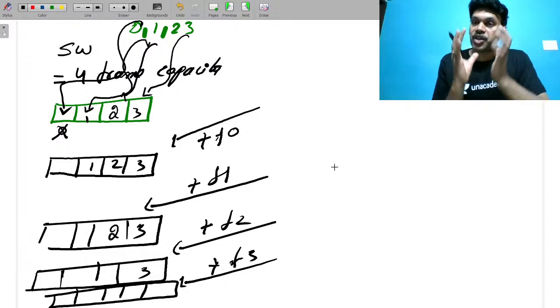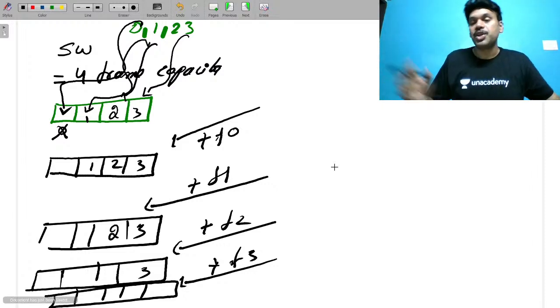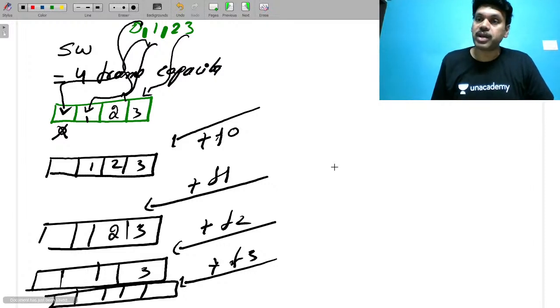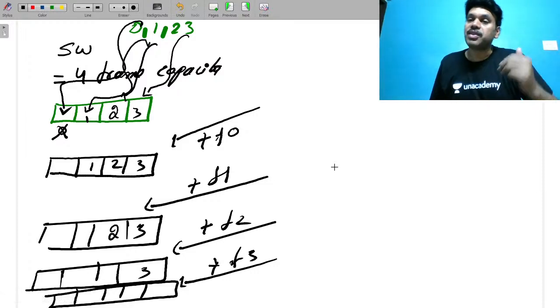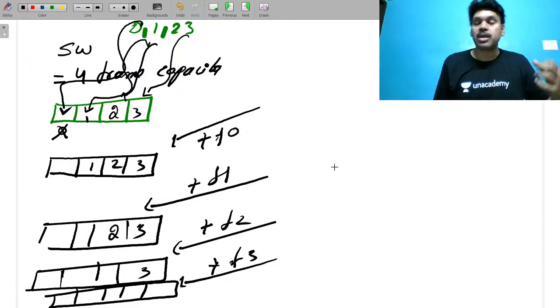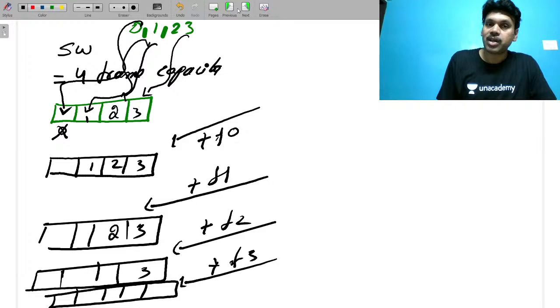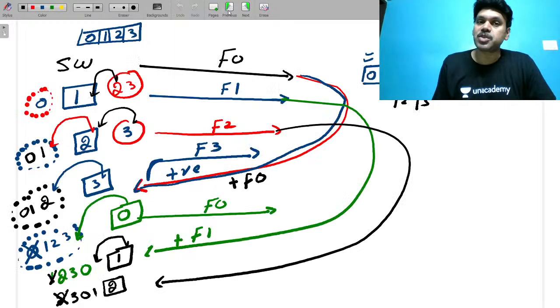That's why the window shrinks as well as expands as soon as you get acknowledgement. When you release, the window shrinks. When you get acknowledgement, the window expands. So now let us see what the sender's behavior is.